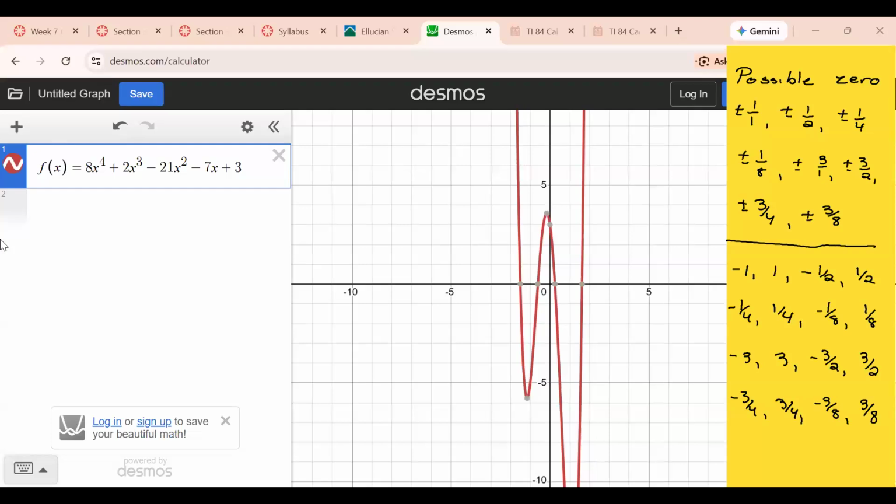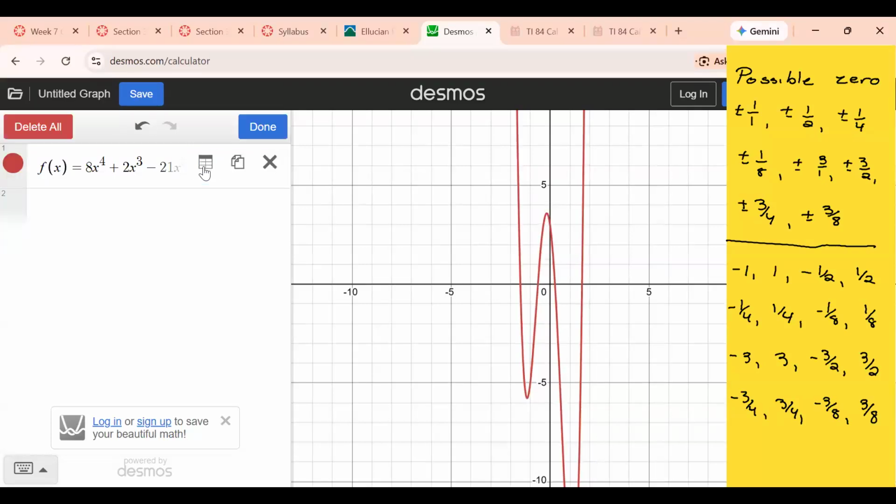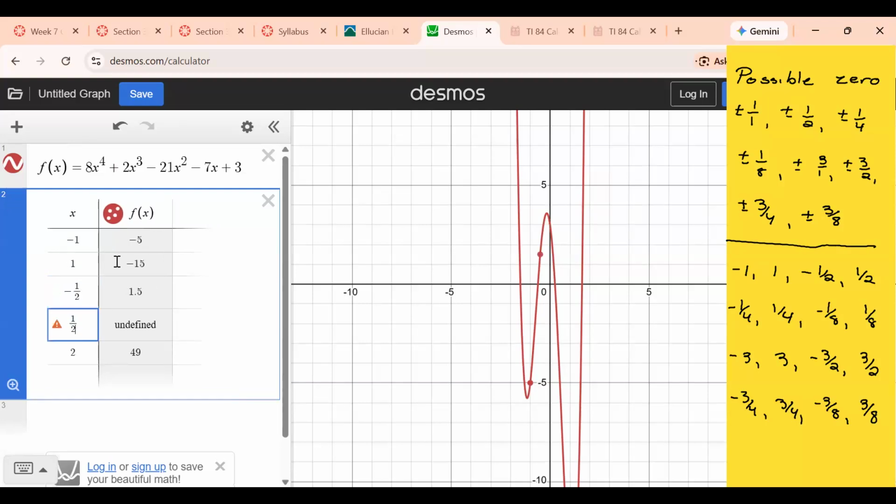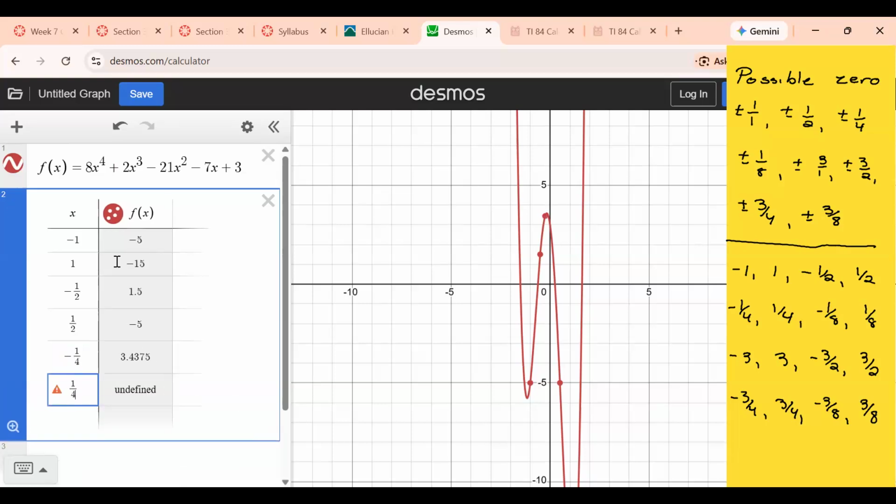Right, so we've entered in the polynomial. Let's get our table. So let's start typing our zeros. We got negative 1, 1, so neither of those seem to work. Negative 1 half, positive 1 half. Neither of those seem to work. Let me see, negative 1 fourth, positive 1 fourth. We got one that works. So we have, let me get a different color for that. We got a 0 right there. So let's keep on going.